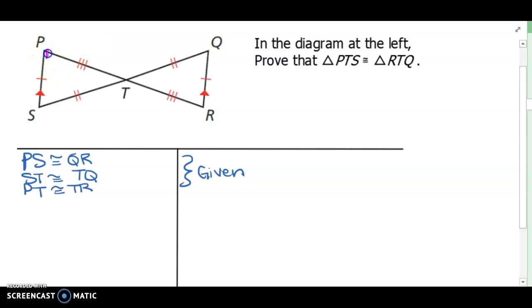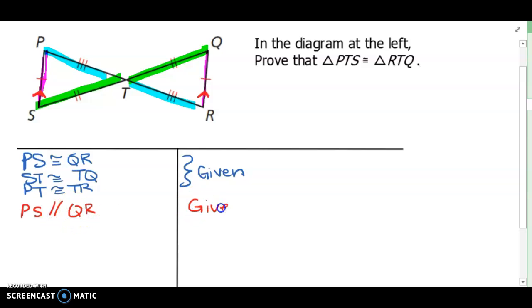All right, so what I've shown now is that PS and QR are congruent, ST and TQ are congruent, and then PT and TR are congruent. So all sides of both of these match up to sides of the other one. But that's not enough. I have to show that all angles are congruent as well. Okay, so notice I'm given something else. I'm given these two arrows. Hopefully by now you know that that means that two lines are parallel. So PS is parallel to QR.